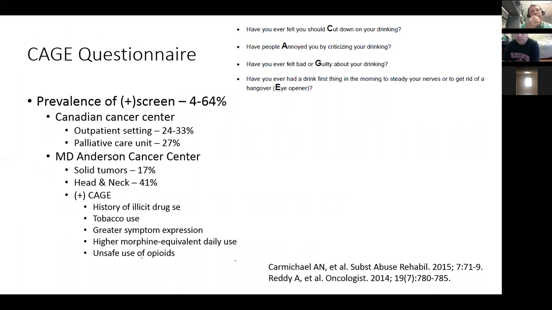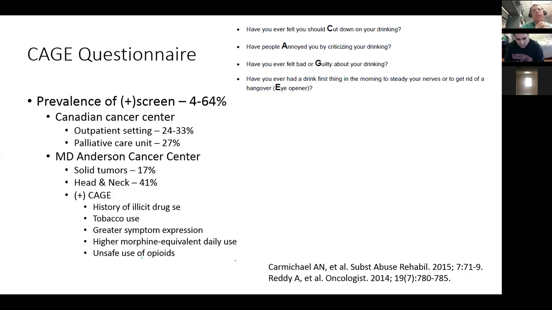Another questionnaire that I think can be a useful screening methodology is the CAGE questionnaire. And while it's not specific for opioid misuse and abuse, it certainly does give us an indication of chemical coping. And when you look at the range of studies where the CAGE score is positive, the prevalence is anywhere from 4 to 64%.